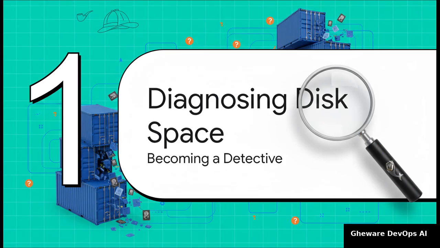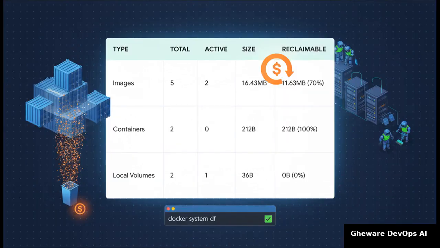Before we start deleting anything, we need to know exactly where all that precious disk space has vanished to. Your number one tool, your superpower for this, is the command docker system df. This gives you a fantastic, high-level summary of exactly where your disk space is going in Docker. You can see your images, your containers, your volumes, but the column you really care about is reclaimable. That's pure gold. That tells you how much space you can get back right now.